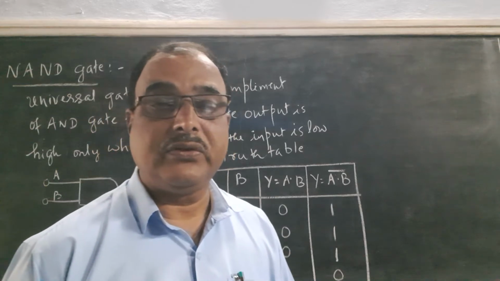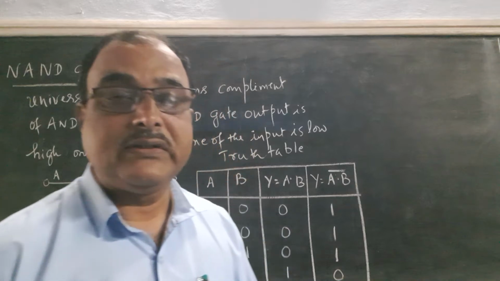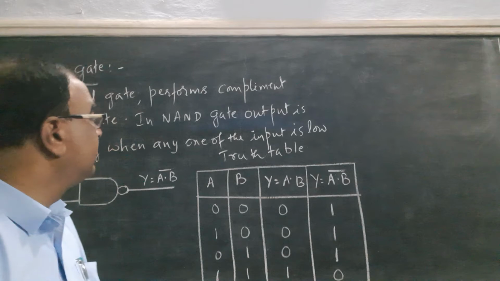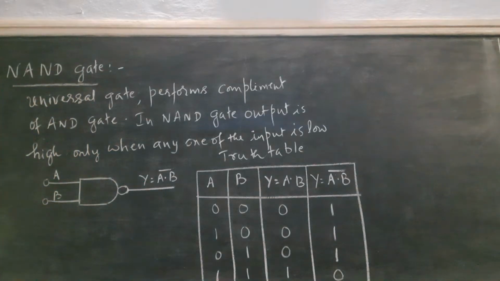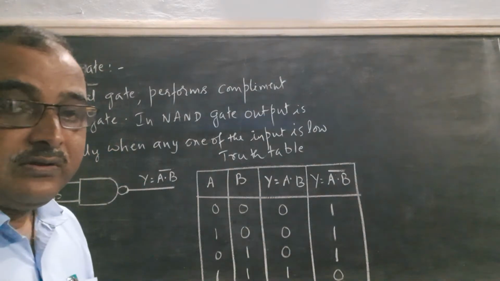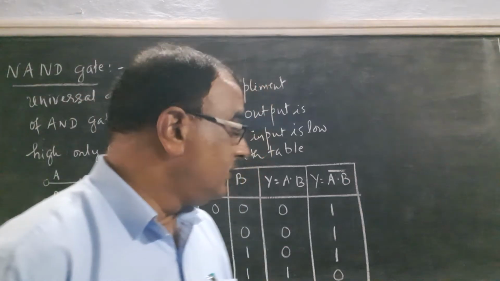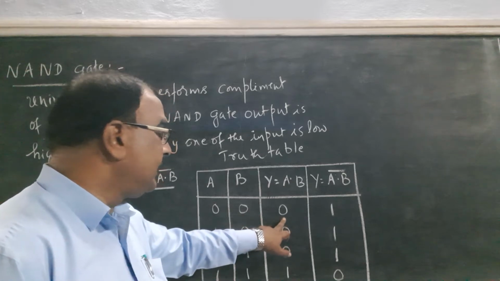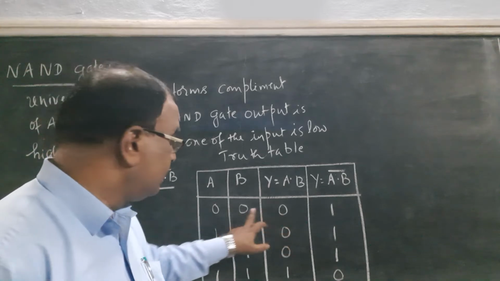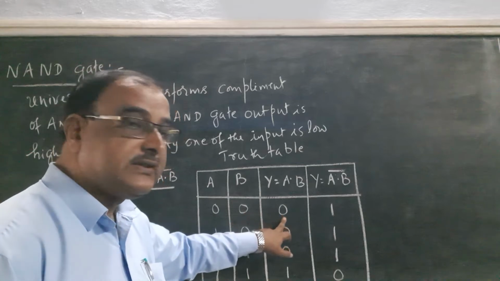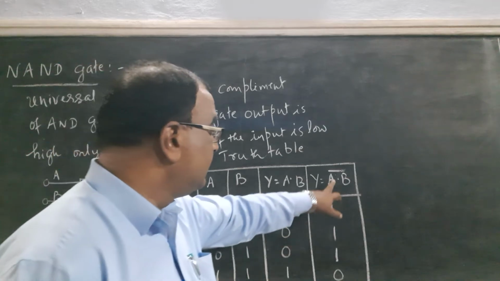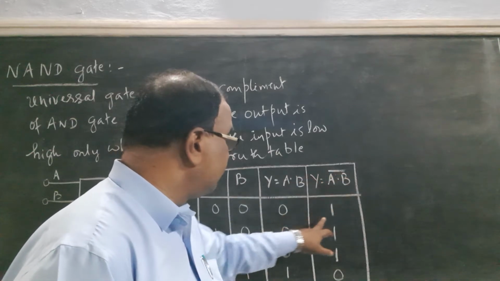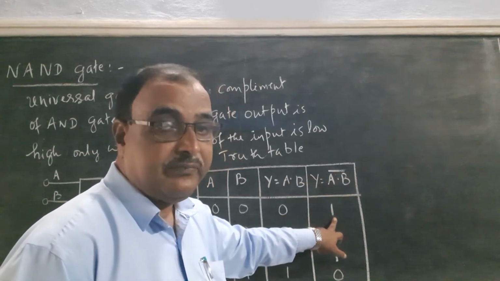Next we shall pass on to the NAND gate. Now what is a NAND gate? You know that a NAND gate is a universal gate, and it performs the complement of the AND gate. What do you mean by the complement of AND gate? Suppose there are two inputs, what will be the output? In case of AND gate, it is 0. So when both the inputs are 0, output is 0 in case of AND gate. Now the negation of this, A dot B bar, is 1, right?